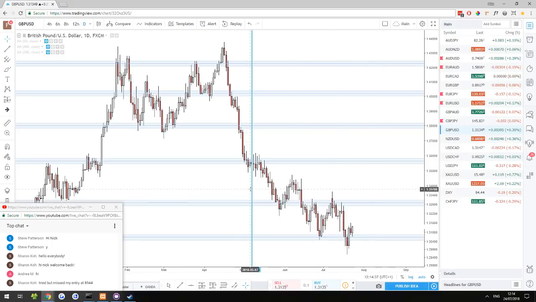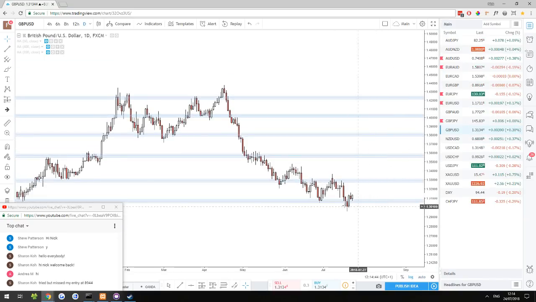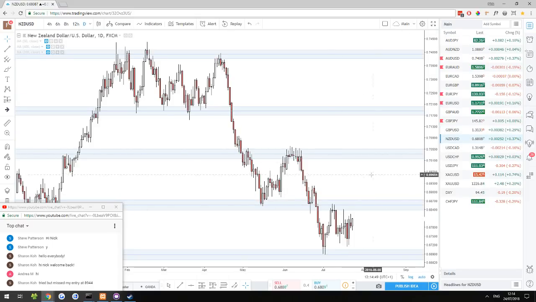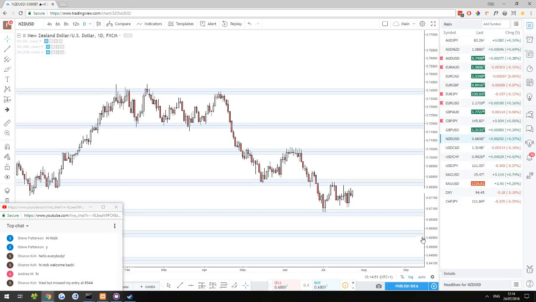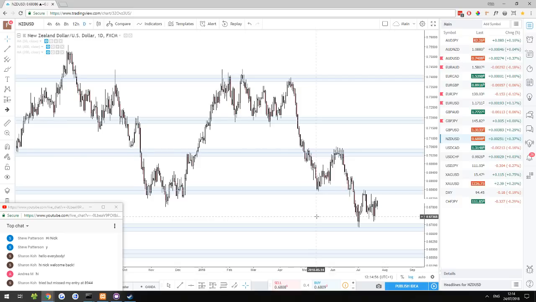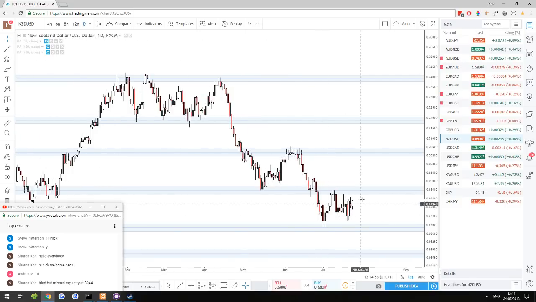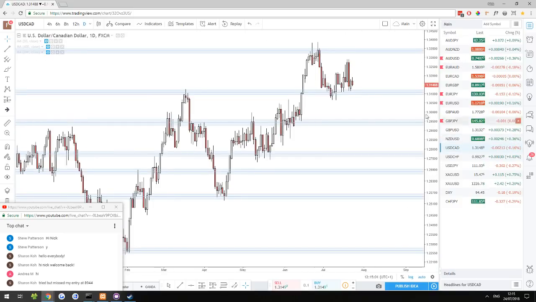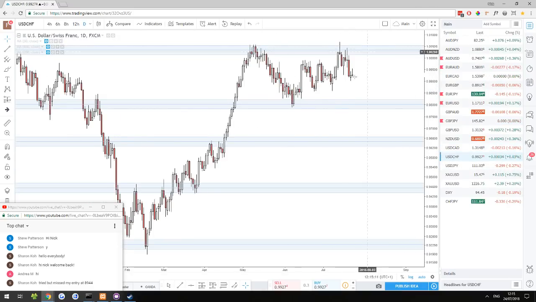GBPUSD reversing from this support area down here. I mean, nah, there's nothing going on there. Nothing I'd want to trade. NZDUSD, I mean, nothing really going on here. Nothing that I would want to trade here. It's in between support resistance, so. USDCAD, in between support resistance. Well, it's kind of at the bottom near support, but it's just really messy. Nothing tradable there.